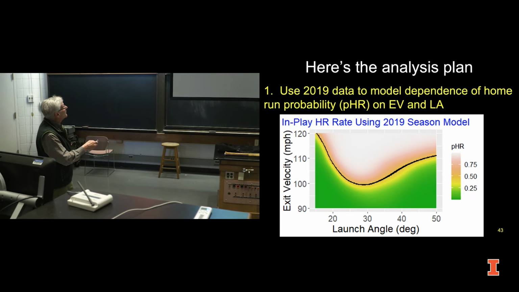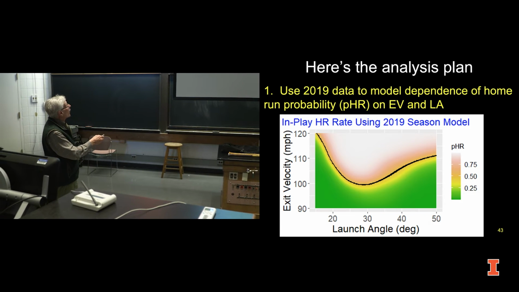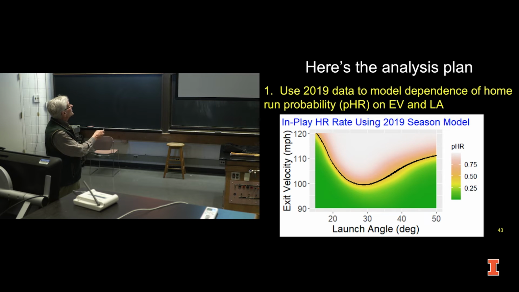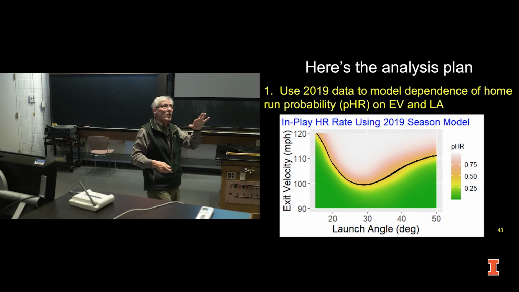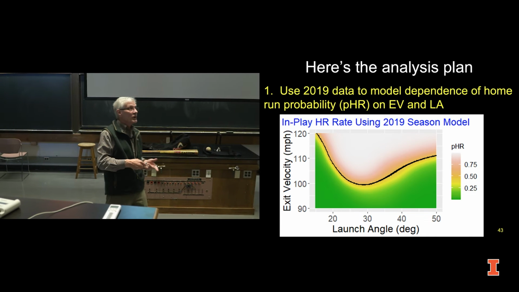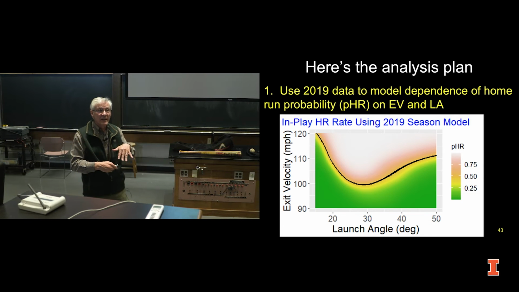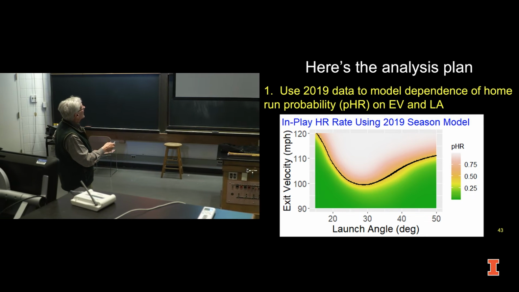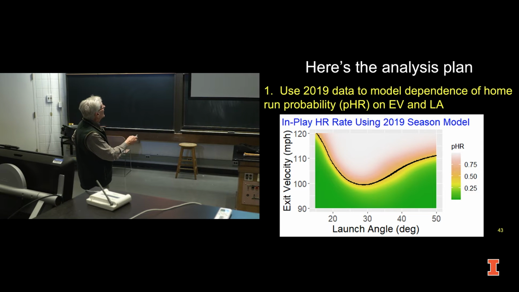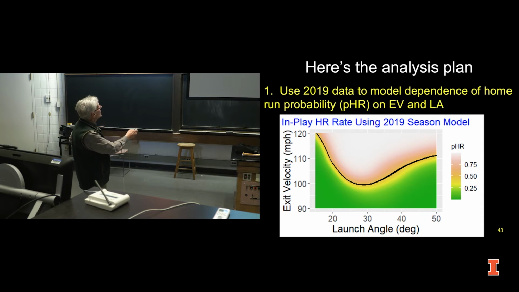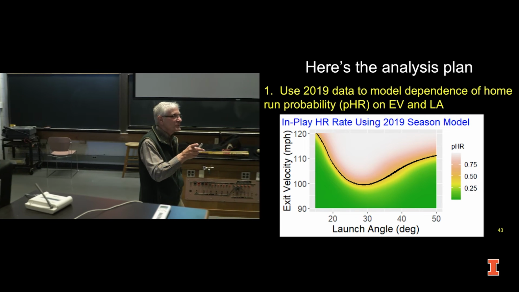Here is a heat map showing you the probability of a home run, white is highest, green is lowest, as a function of exit velocity and launch angle. This black line is the contour where the probability is equal to a half. Everything above this line has a probability greater than a half, below the line less than a half. You can see that the optimum angle is where this curve is minimum, and that's about 28 degrees or so, just like I said before. Okay, so that's the first part of the plan.